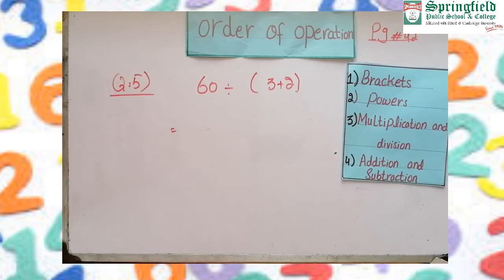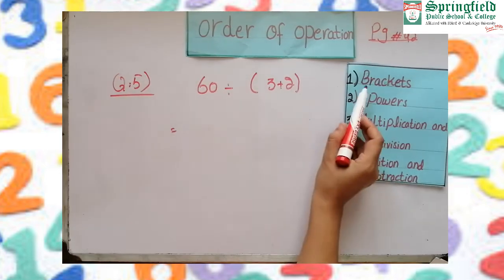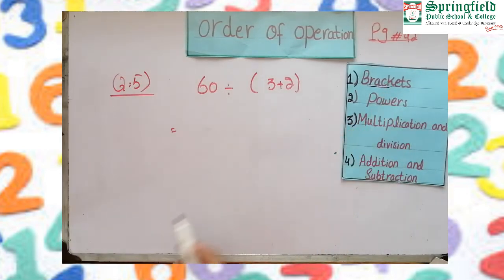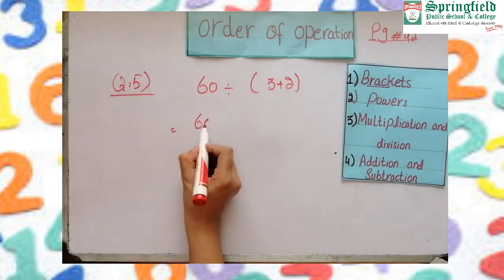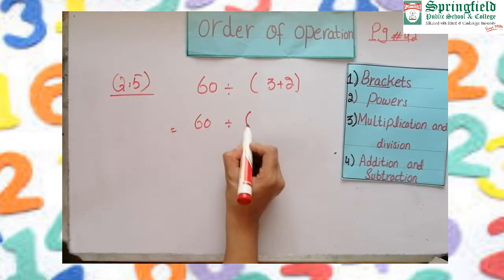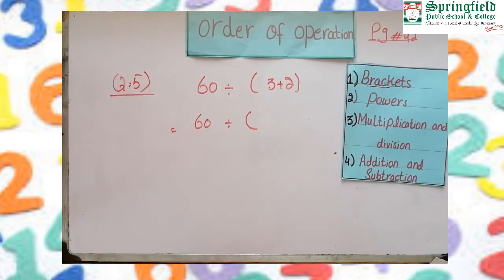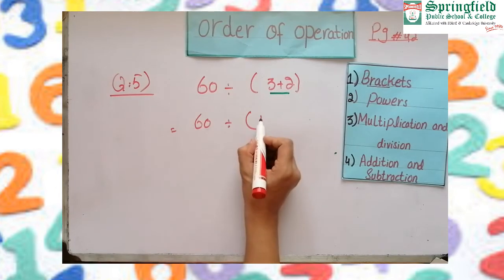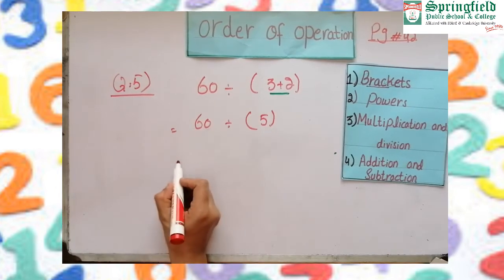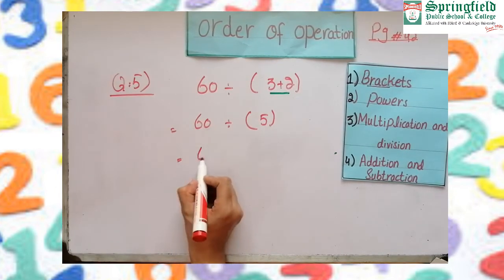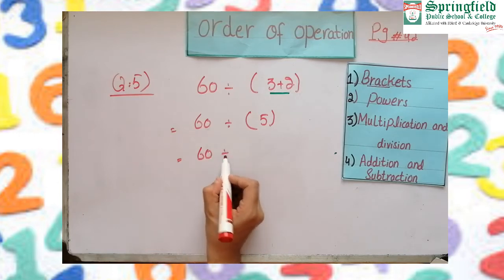So what will we solve first? As we know, first we will solve brackets. So 60 we will write the same, divide by 3 plus 2. Solve the brackets. It means we will add 3 plus 2. So what will be the answer? 3 plus 2, 5. And then in the second step we will divide.